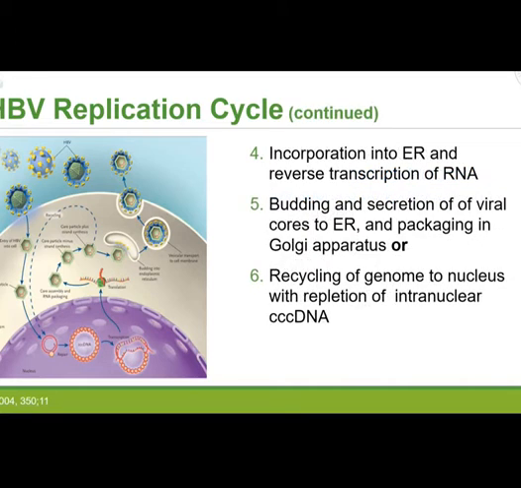It incorporates into the endoplasmic reticulum, and then there is a reverse transcription of RNA. Like HIV, hepatitis B also has reverse transcription, so the RNA can form a DNA. Unfortunately, there is no proofreading, so in this process many quasi-species are produced. From the endoplasmic reticulum, there is budding and secretion, and then the packaging is done in the Golgi apparatus, and it is released through the Golgi apparatus or some other process.